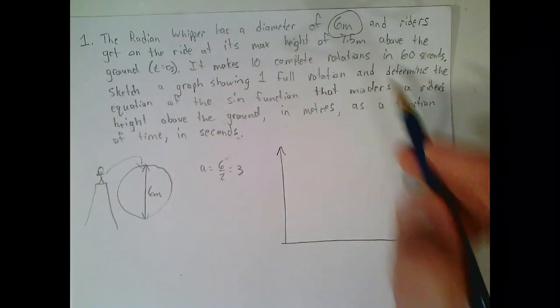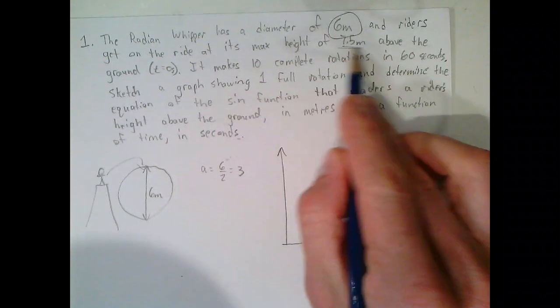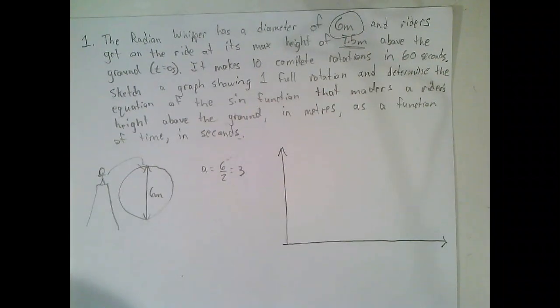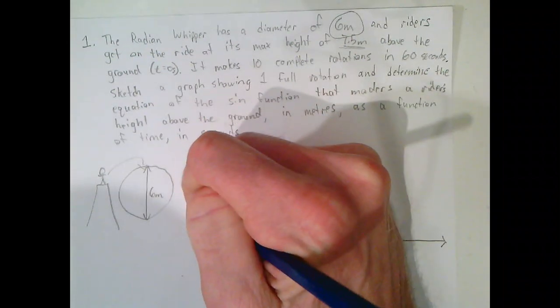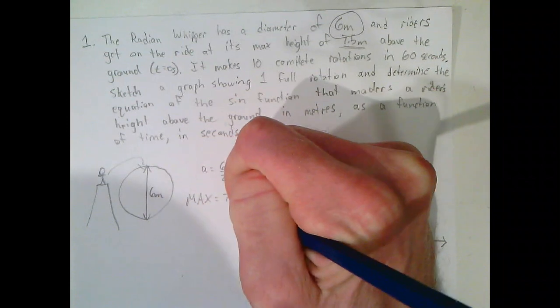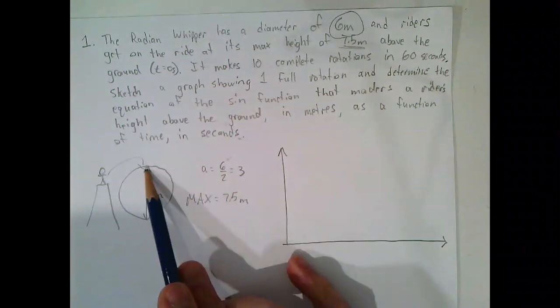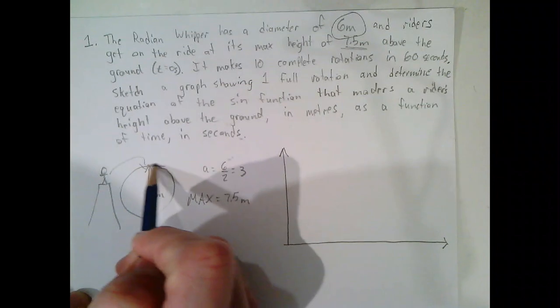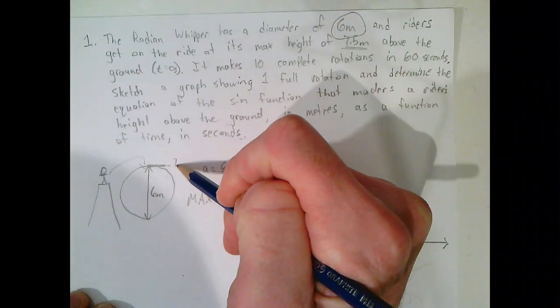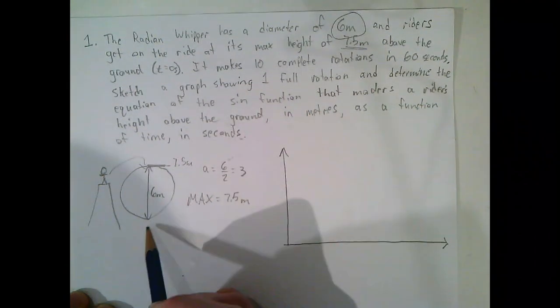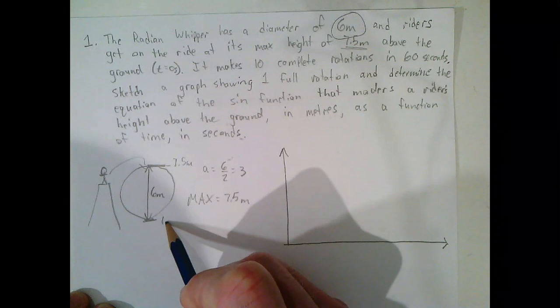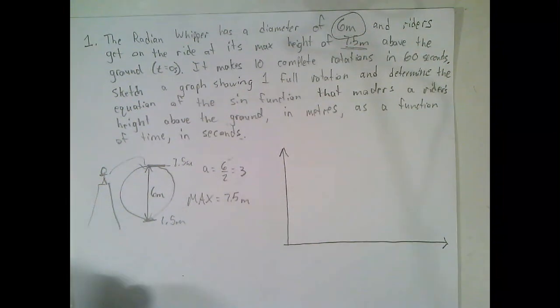It gets on at the max height of 7.5 meters. So 7.5 meters is where they're going to start, so our max equals 7.5 meters. Because we know the diameter, if this point here is 7.5 meters above the ground, then this point down here is 1.5 meters above the ground.